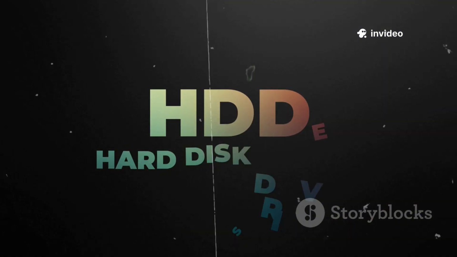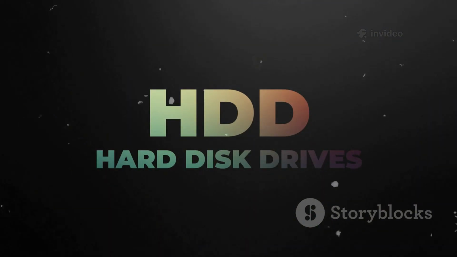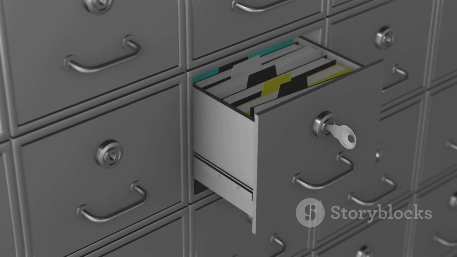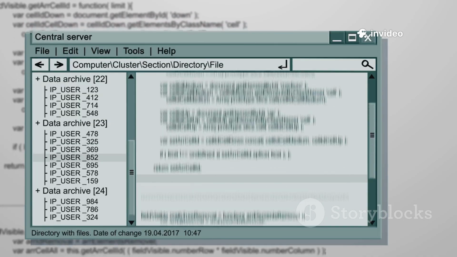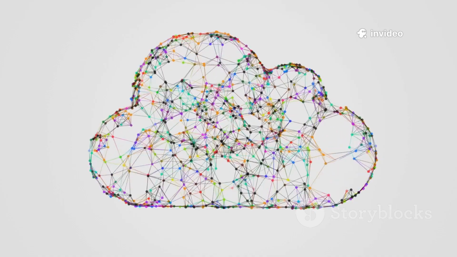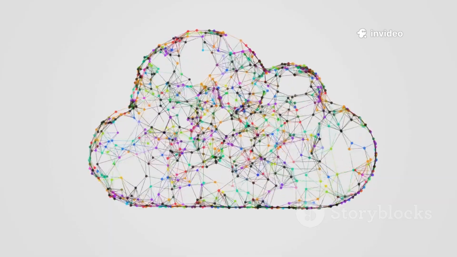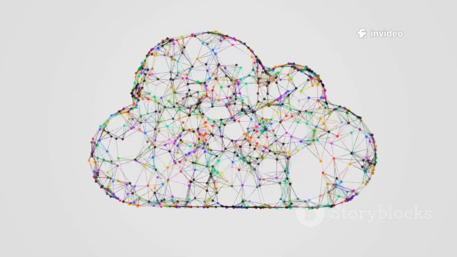Your computer's hard drive uses either file storage or block storage. Think of file storage like a filing cabinet. You have folders inside folders, and each file has a specific path, like c:\users\yourname\documents\project.docs. It's hierarchical and straightforward.